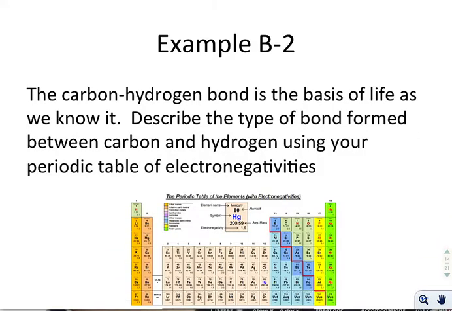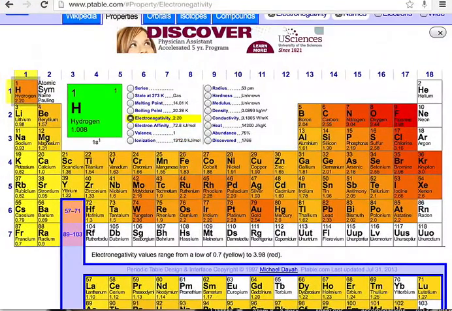In this example, it says the carbon-hydrogen bond is the basis for life as we know it. Describe the type of bond formed between carbon and hydrogen using your periodic table of electronegativities. So we go back to our periodic table of electronegativities. Remember, we're using p-table for those of you who couldn't remember where we got here.